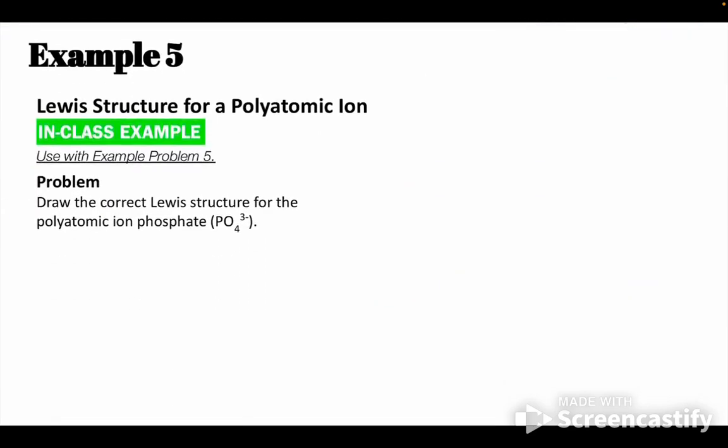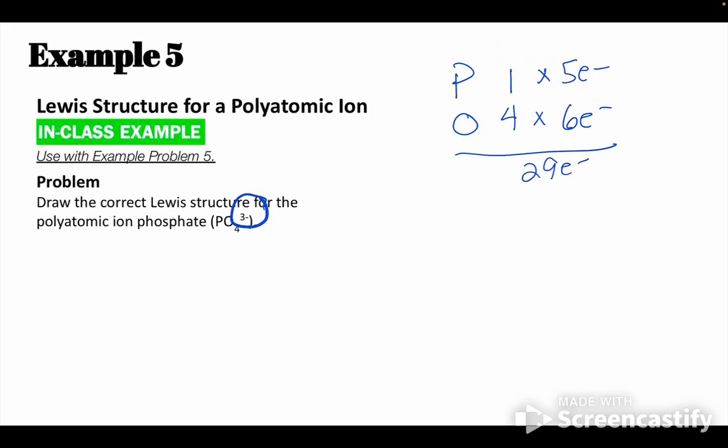So for example, PO4, phosphate. There's 1 P and 4 O, so 5 electrons for P and 6 valence electrons for each O. So we get 29, but we have a charge of -3. So we're going to add 3 more electrons, which gets us to 32. So this is our electron cache.